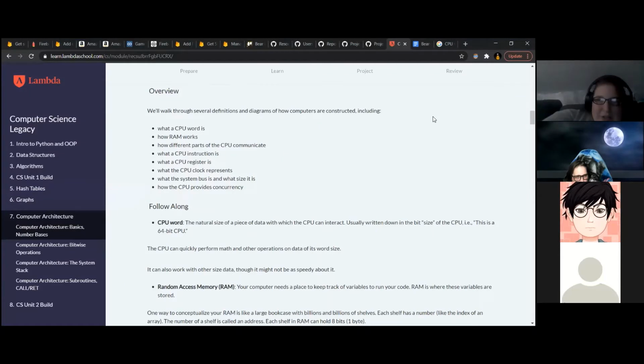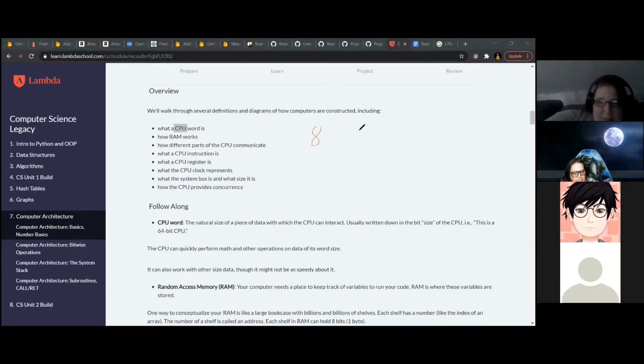A CPU word is the natural size of a piece of data with which the CPU can interact. A CPU is a central processing unit. It's the brain of the computer. It's generally composed of the main memory, control unit, and arithmetic logic unit, the ALU.